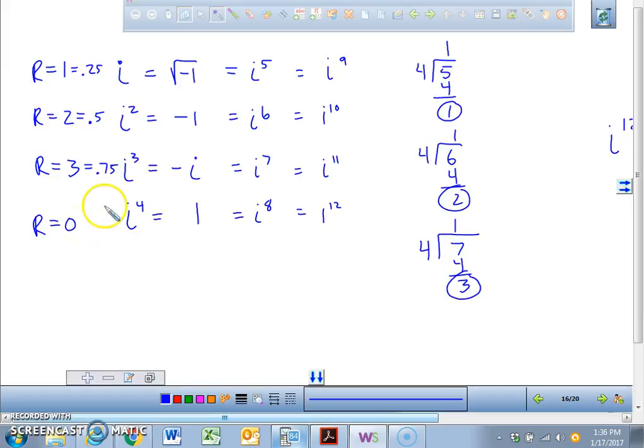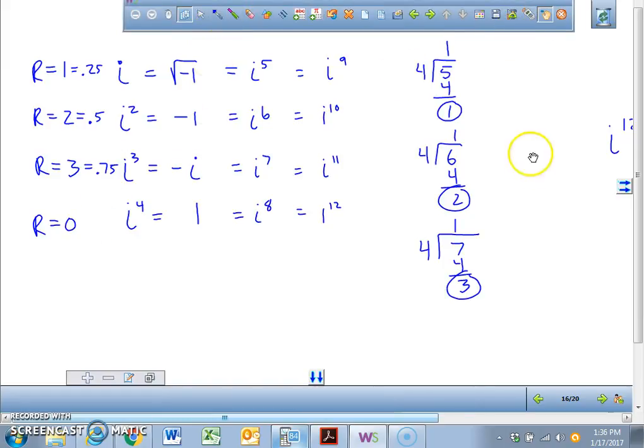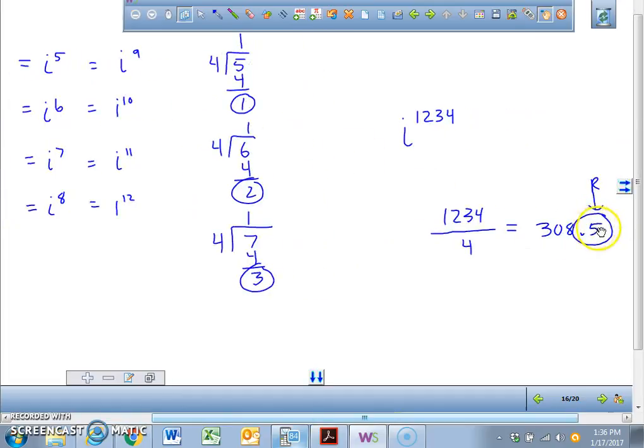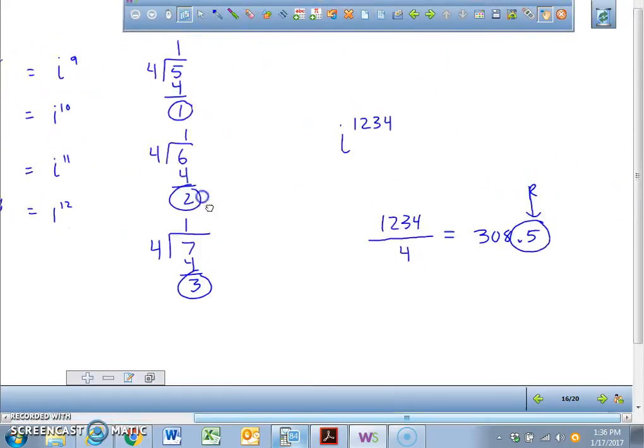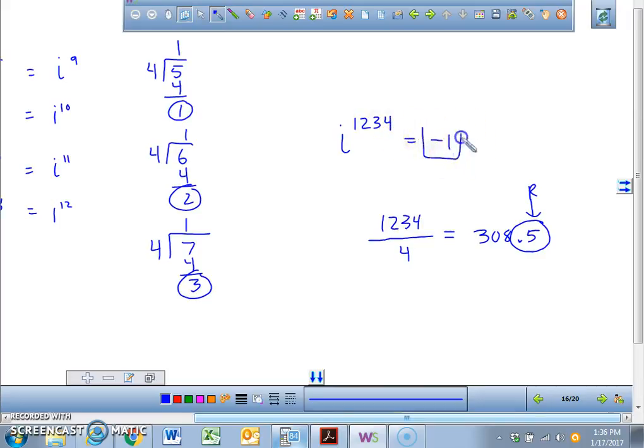So what was our remainder for this particular one? 0.5, which means that puts us right here. Which row are we in? We're in the I squared row. So therefore, what's it equal to? Negative 1. So let me explain. What is I to the power of 1,234? Negative 1. That's your answer.